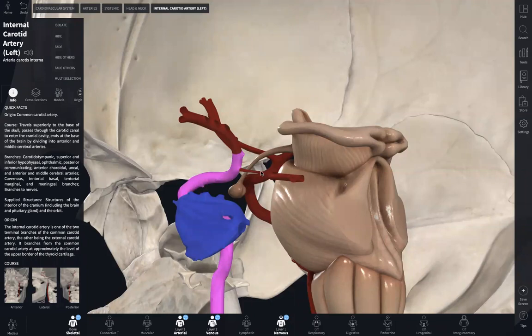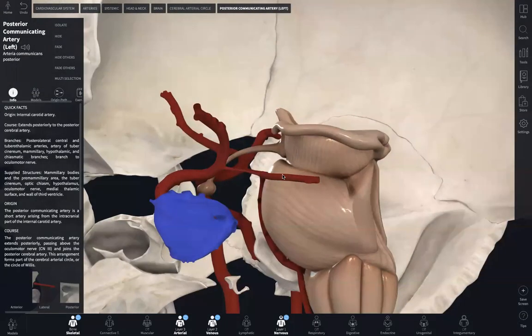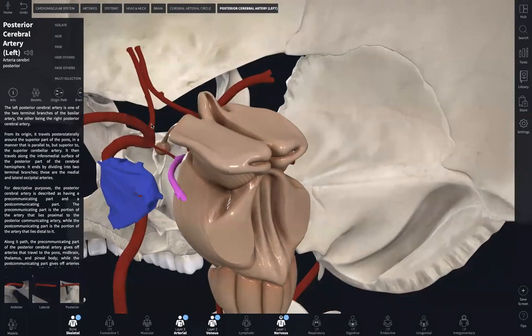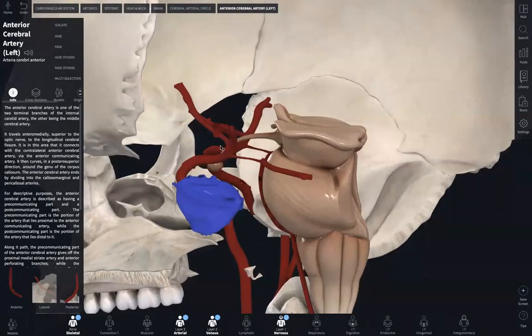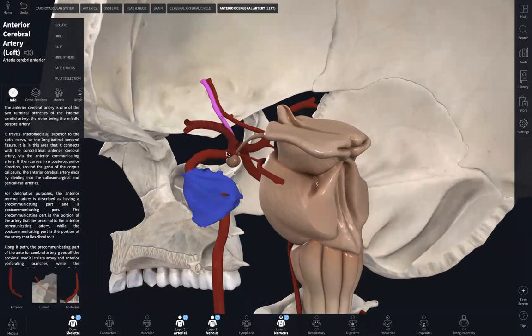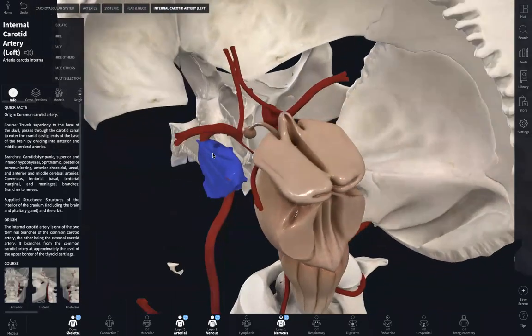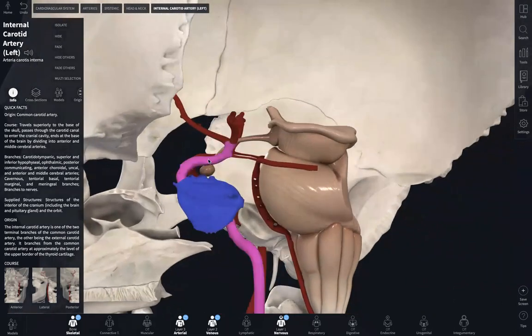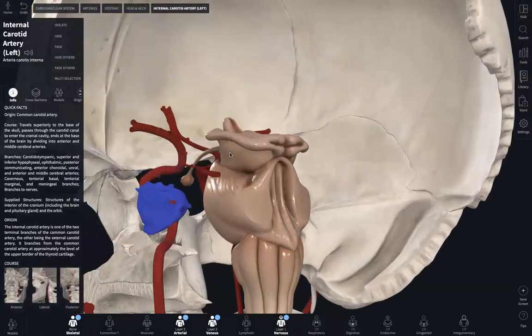You could go along the posterior communicating artery and go to the PCA. You could go along the anterior cerebral arteries. But look how easy it is to just continue around the MCA there. And this is why MCA strokes are so common, because it is just the path of least resistance for clots. And unfortunately, MCA strokes can cause a whole bunch of different things.